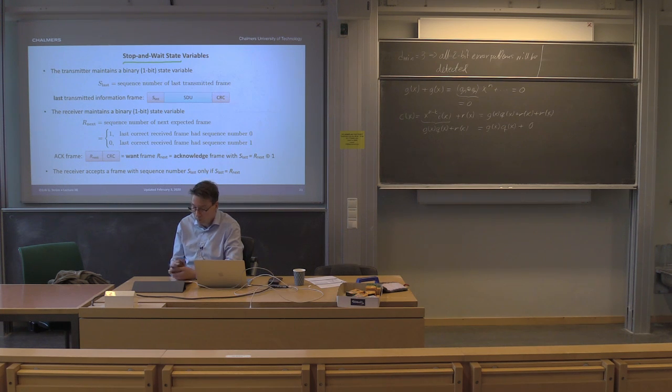That's S last. The receiver, however, also maintains a state variable, and that's called R next. It's the sequence number of the next expected frame. If I, as the receiver, am expecting a frame with sequence number 1, that means I have already received a frame with sequence number 0. So it's 1 when the last received frame has sequence number 0, and it's 0 if the last received frame had sequence number 1. If this is confusing to you now, it's okay. It will hopefully be clear in a few slides.